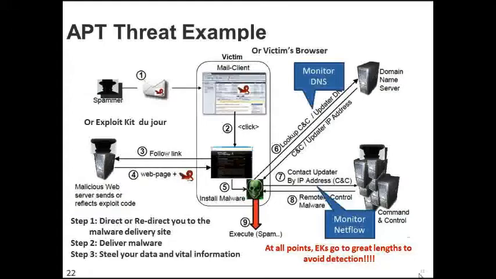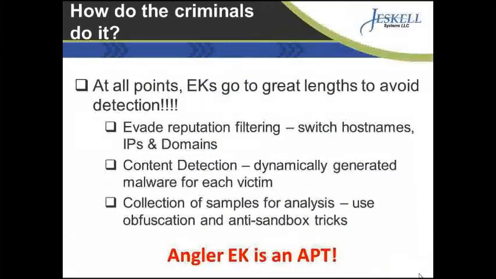Okay, this results typically in a DNS transaction so that the malware can establish a tunnel or, in this case, exfiltrate data. It connects to a command and control system, and suddenly you're losing your data, perhaps immediately or over time in small increments. So at all points, the Angler exploit kit and a number of these exploit kits in general go to great lengths to avoid detection. They evade reputation filtering like the X-Force facility by switching up host names, IPs, and domain names. They dynamically generate malware for each victim using encryption techniques and so forth, so that your normal virus protection packages cannot detect what's going on.